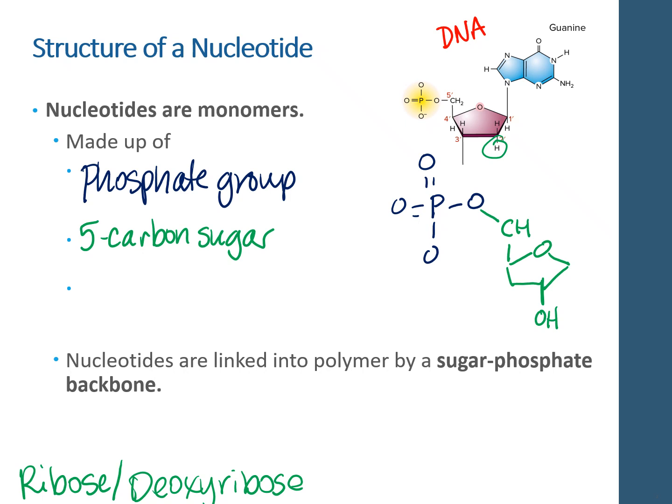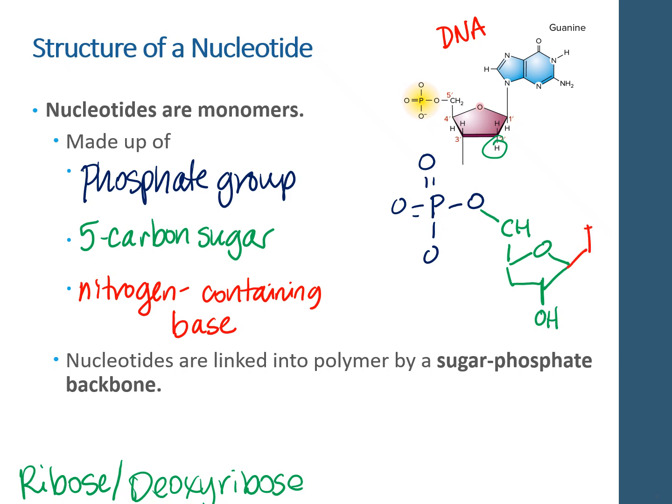The last component is a nitrogen containing base. So it's a base because it can accept hydrogen ions. If you recall, our amine group is a nitrogen that is willing to pick up hydrogen ions. So that's why our nucleotide nitrogen region is called a base.